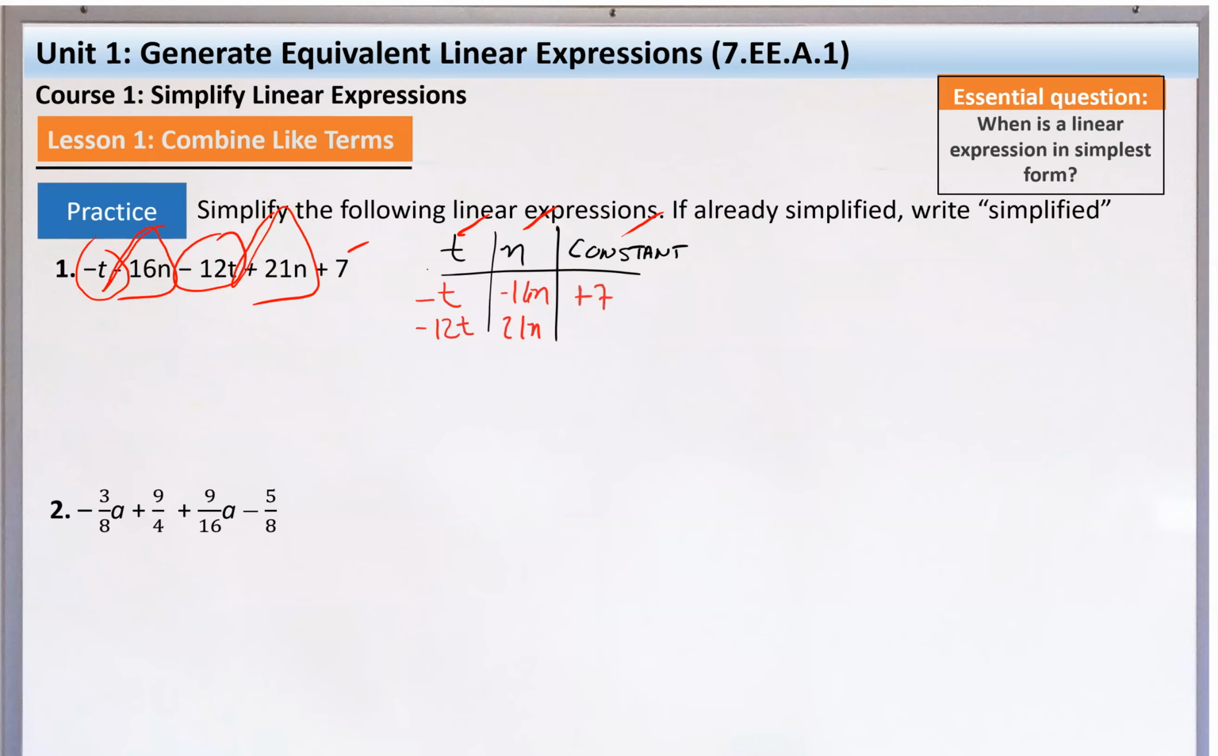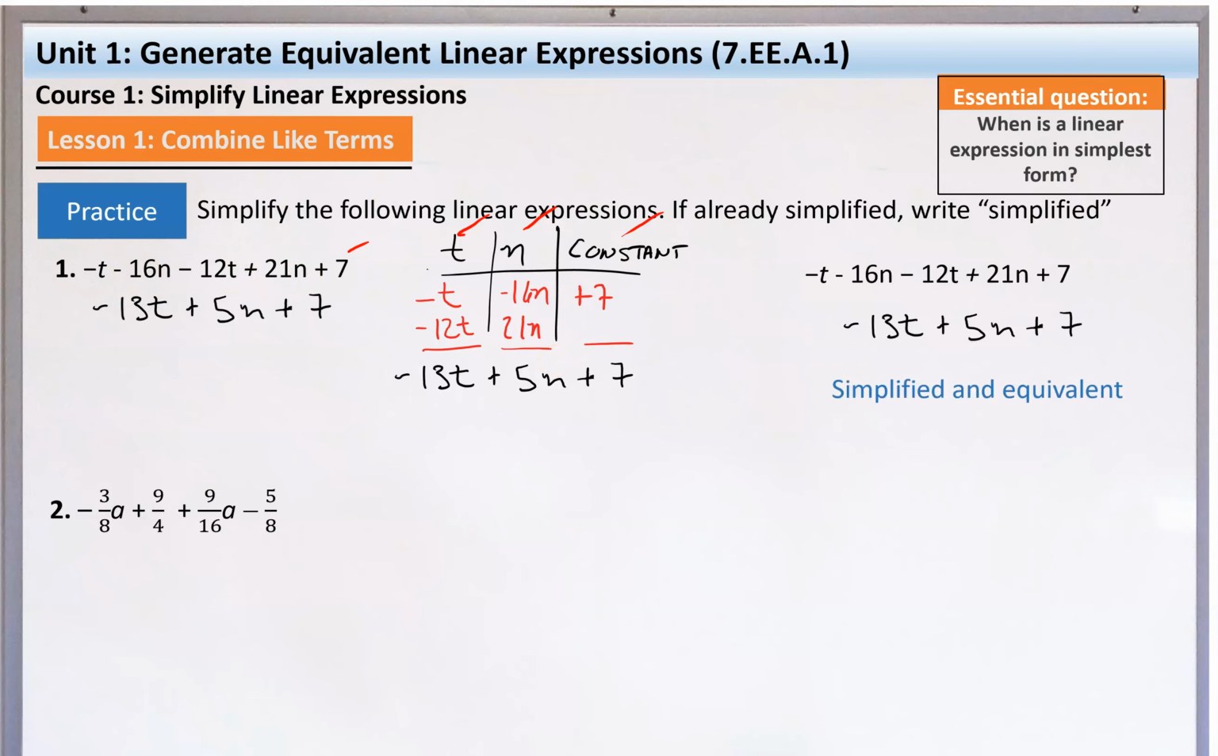So now I can clearly see I have to combine negative t and negative 12t. I get negative 13 times some number t. Negative 16n plus 21n gives me 5 times some number n, and there is no other constant, so all I have is 7. My equivalent expression is simplified, and I've simplified it.